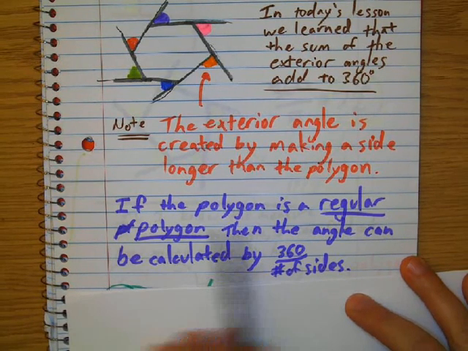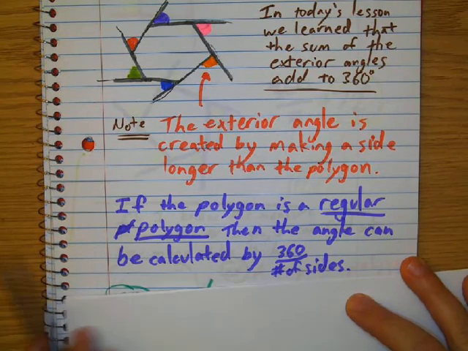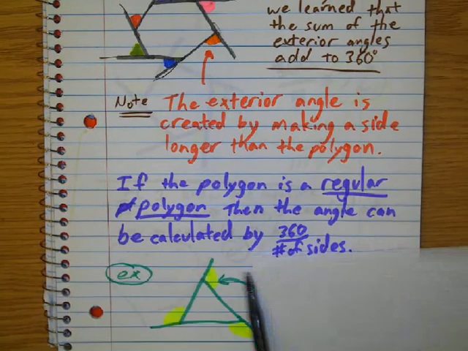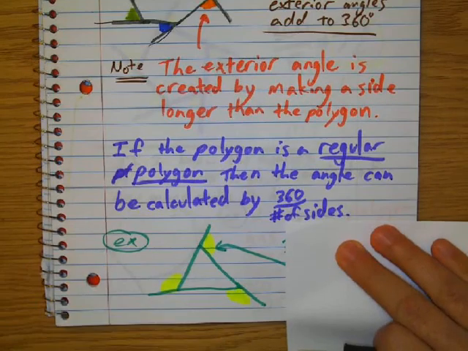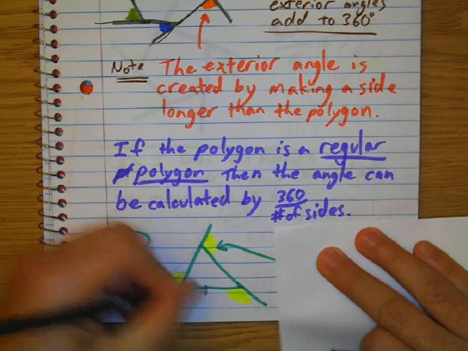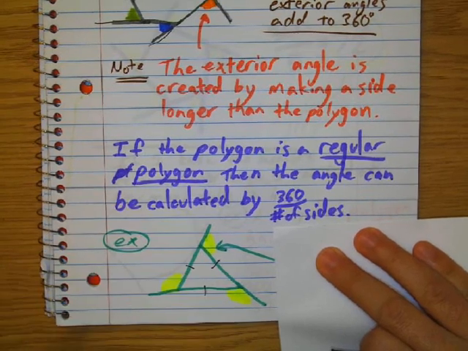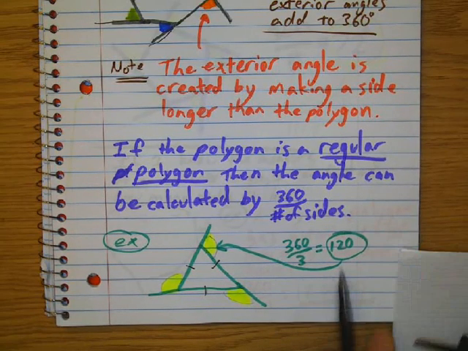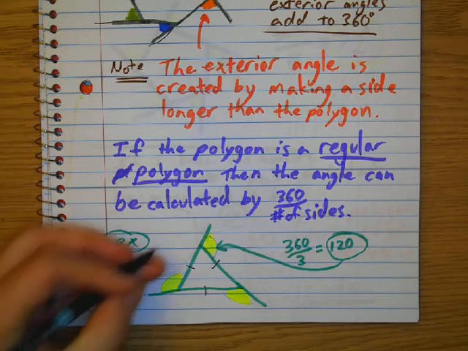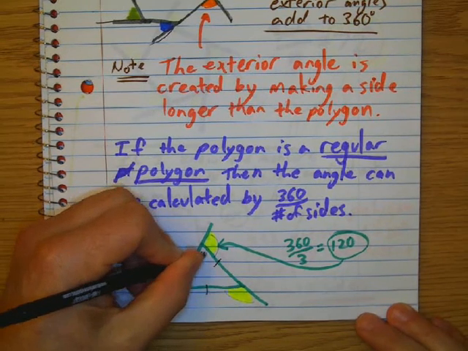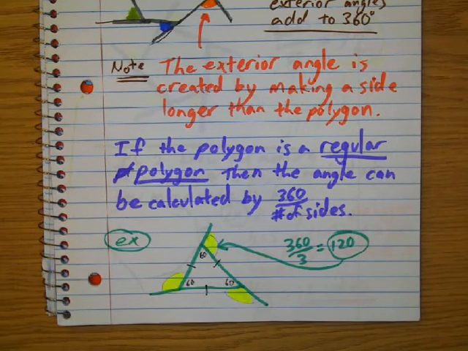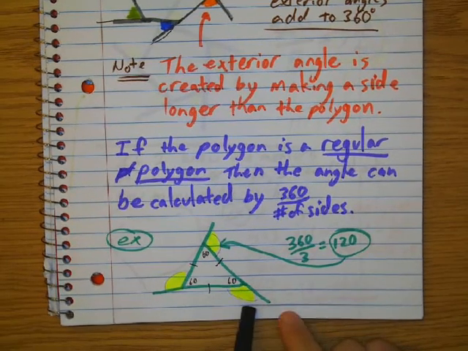Okay, so if you've got a regular polygon, then you're able to figure out the angle by doing 360 divided by the number of sides. So, for example, if I've got a triangle and it's a regular polygon, that means it's an equilateral triangle, right? Then how do I figure out what these angles are? I can do 360 divided by 3, and I know that I get 120. That should make sense too, because you know that these are 60 if it's equilateral, right? And if those are 60, then these two are a linear pair, so it should be 120, isn't it?